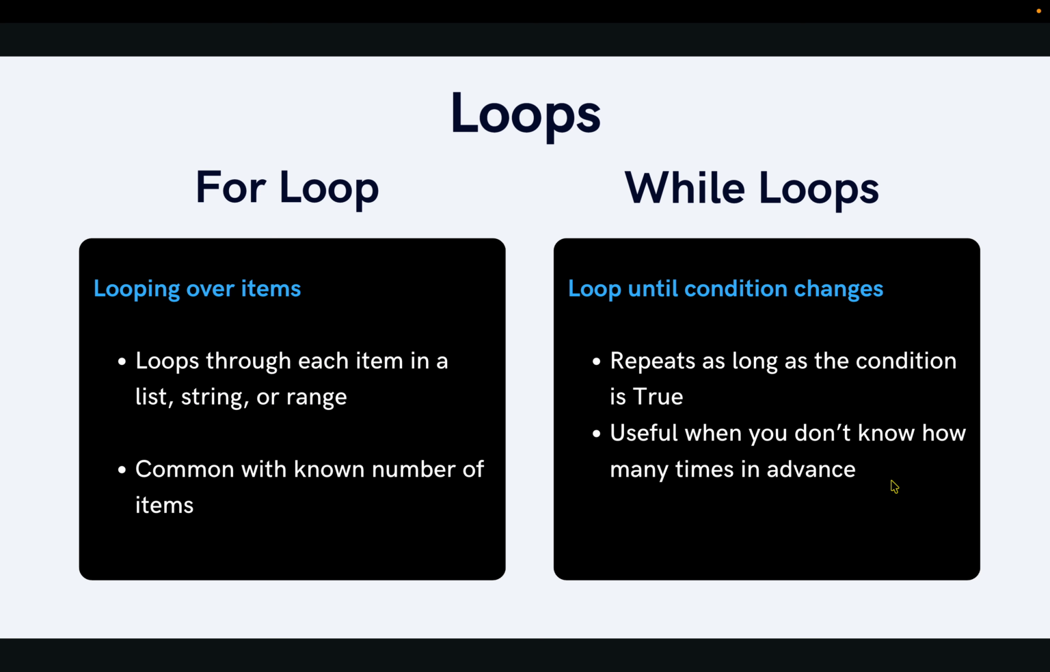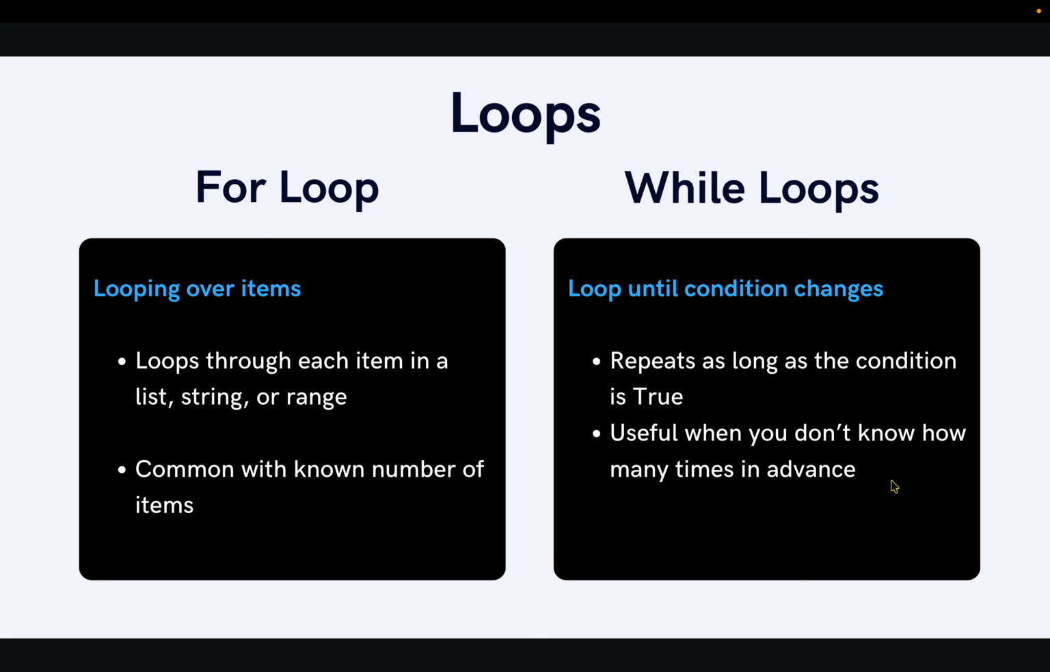Whereas your for loop is going to run a specified number of times. So if you know how many times you want to run the loop, or if you know how many items you need to check, you would use a for loop. This is typically used if you're trying to check the items or use the items within a list or a string or a range of numbers.